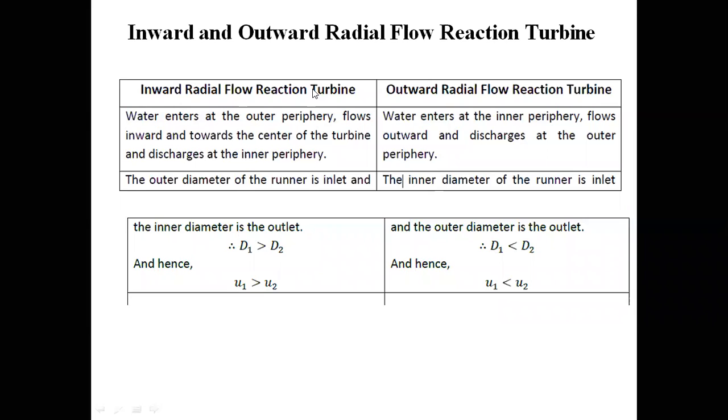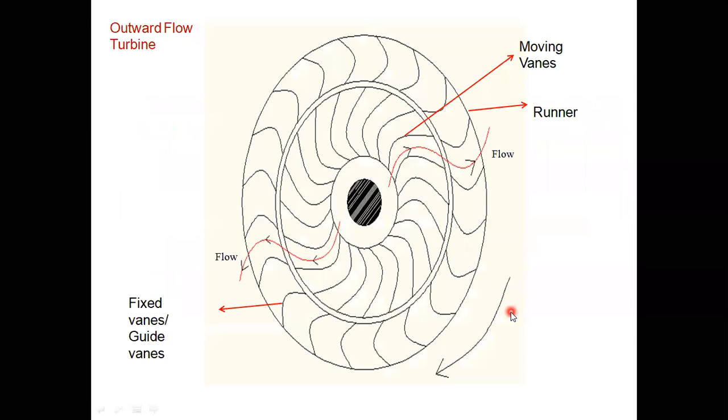So see here, for the inward flow turbine, the inner diameter is the outlet, D1 is greater than D2 and hence U1 is greater than U2. And for the outward flow turbine, D1 is less than D2 and U1 is less than U2.